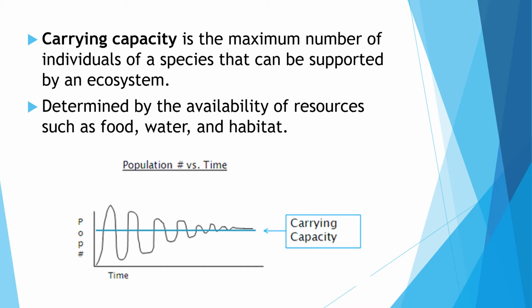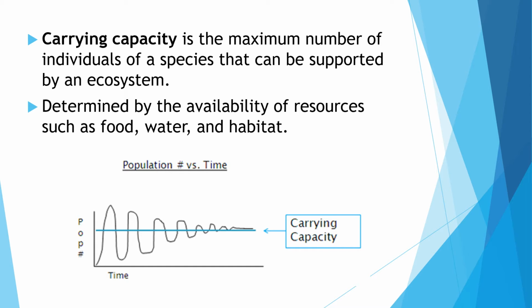Okay, so this next slide focuses on the carrying capacity. The carrying capacity is the maximum number of individuals of a species that can be supported by an ecosystem. So there's always a maximum amount of individuals of a specific species that the ecosystem can sustain or support, or the maximum amount of individuals of a species that can survive within a specific ecosystem.